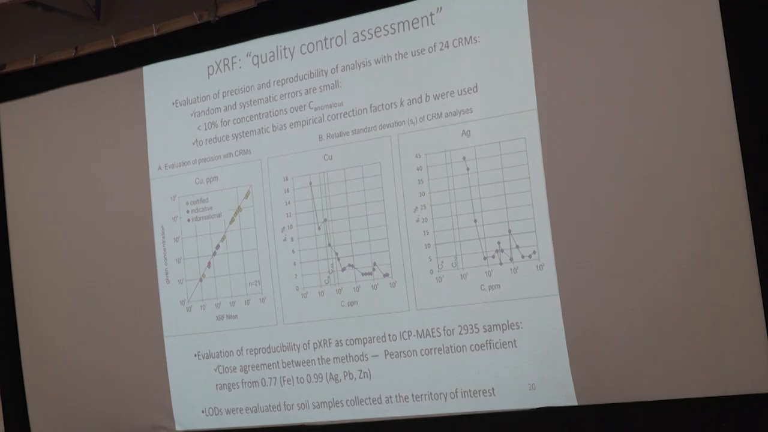We ran a pre-field quality control assessment and tested 24 CRMs with a matrix matching soil and mineralization of the porphyry copper environment. Random and systematic errors turned out to be low, and if there was a systematic bias, we offered correction factors. Also, we had a chance to compare PXRF results with those of ICP for almost 3,000 soil samples from the territory of interest. They came in close agreement. The Pearson correlation coefficient ranged from 0.7 to almost 1.